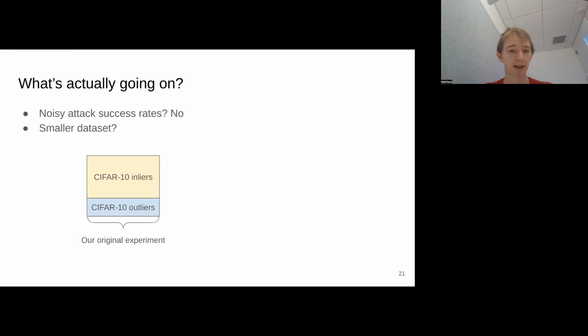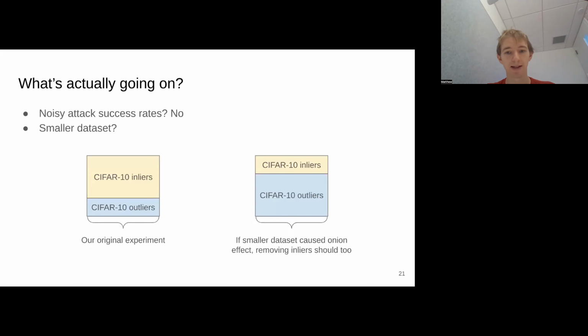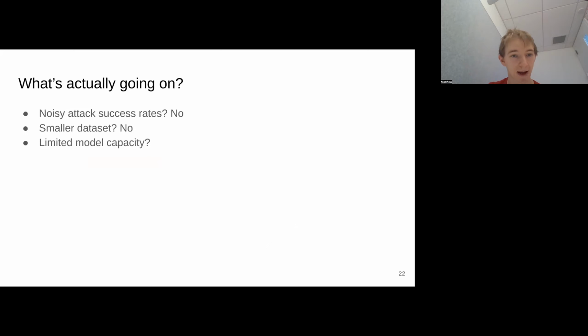One experiment that you can run to test if this smaller data set hypothesis is the correct explanation is to instead remove 5,000 inliers and leave the 45,000 outliers. If the smaller data set was the thing that caused this onion effect, then removing these inliers would also increase membership inference accuracy on the outliers. But it turns out that it doesn't. And so we can rule out this hypothesis. Smaller data set is not the effect. A somewhat related one that's also related to the SVM example is that we just have a limited model capacity.